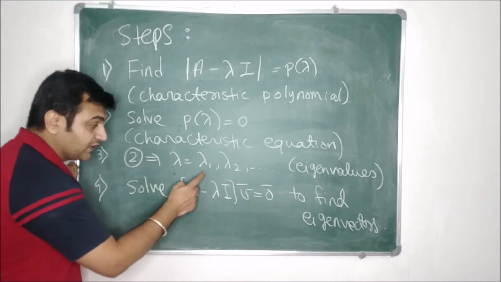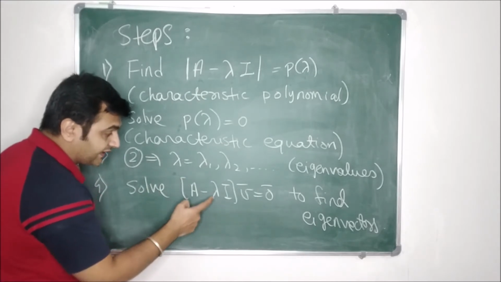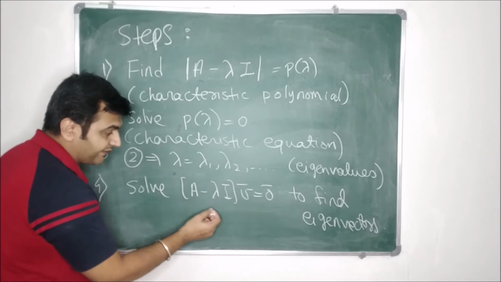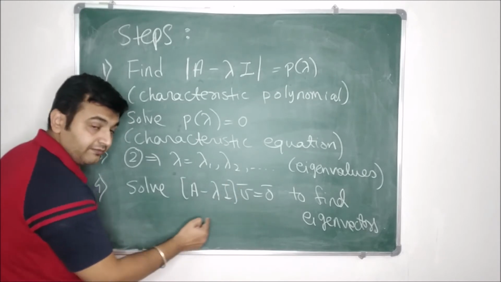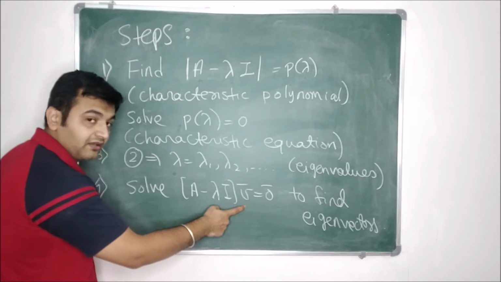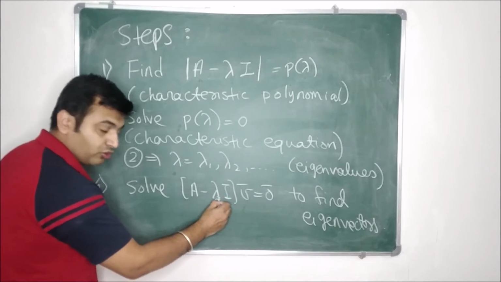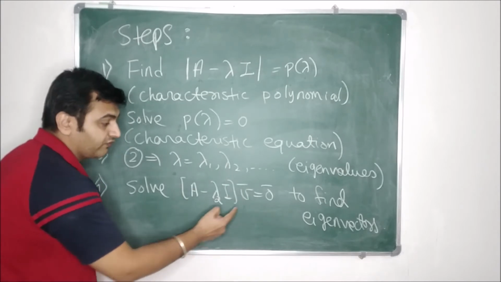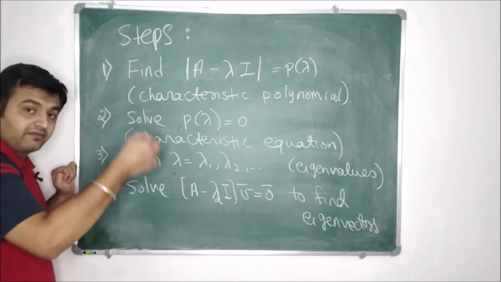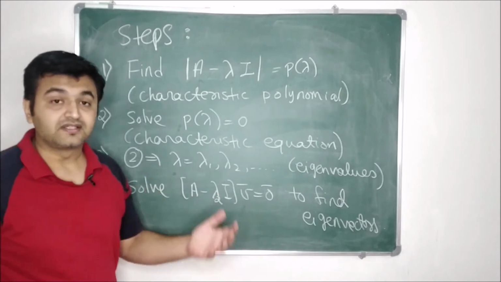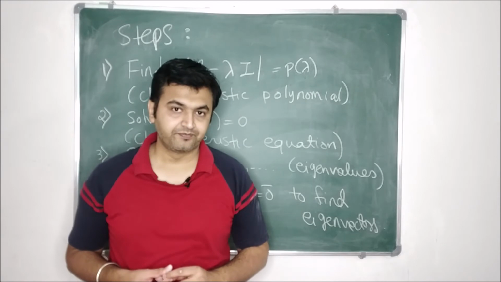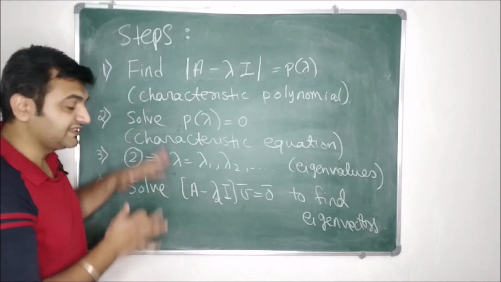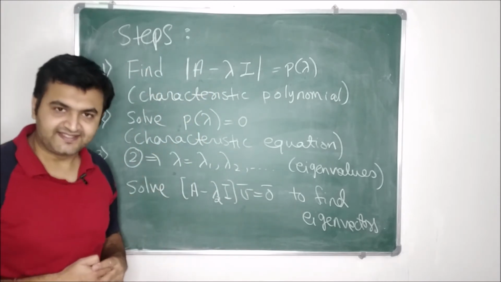Once you have the eigenvalues, you plug in the eigenvalues one by one. So you take lambda 1 and you have this system, you solve this, you get V bar. Then you take lambda 2, you put it over here, you solve this system, you find V bar. So you put in the eigenvalues one by one and you get the corresponding eigenvectors. So just keep these steps in mind and your job will be very easy.